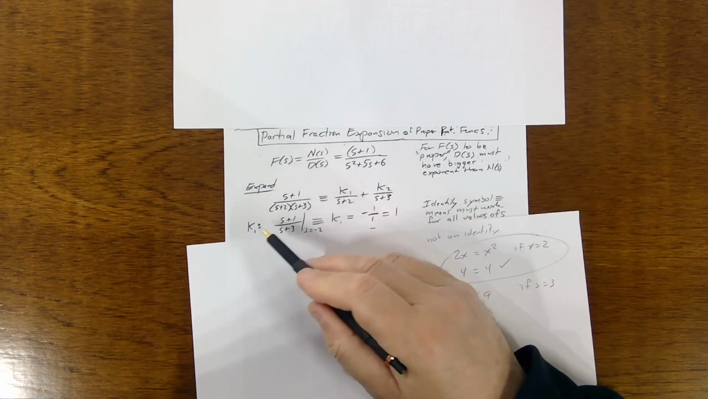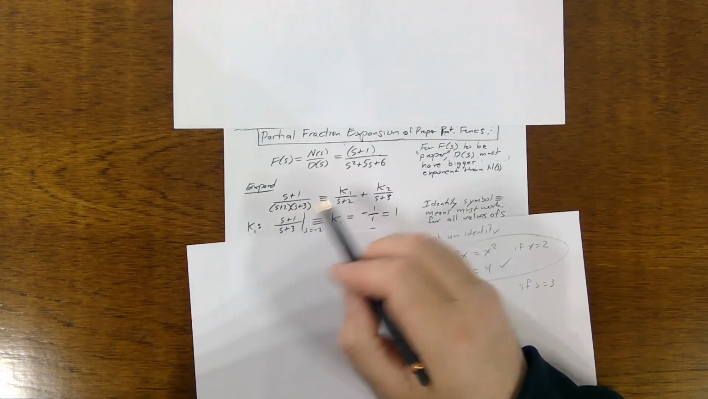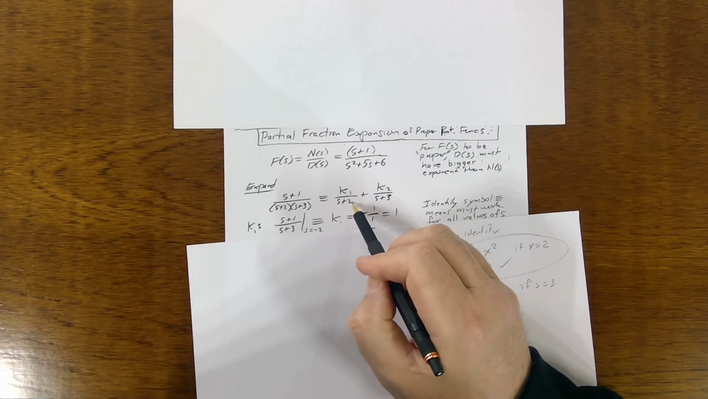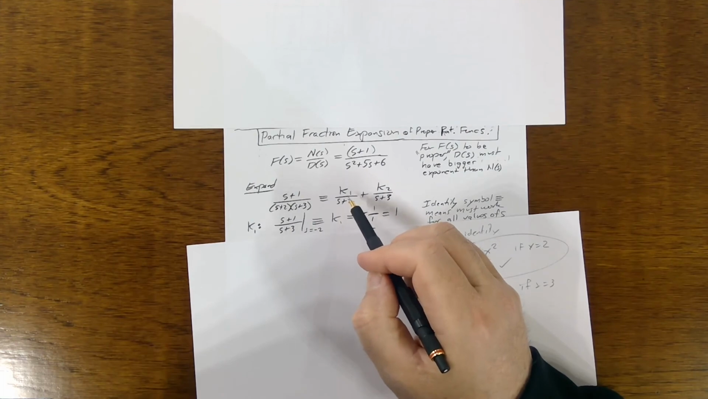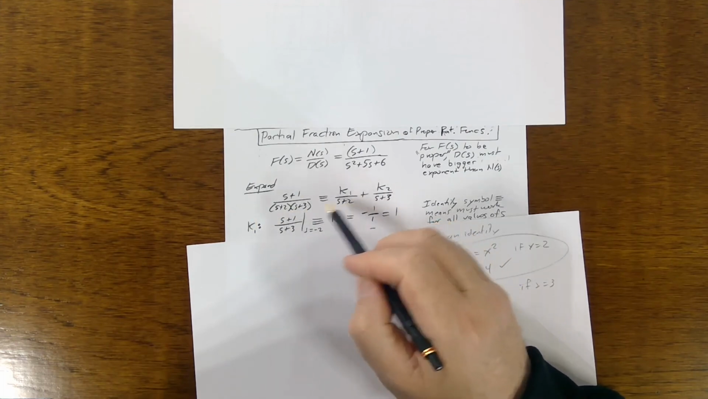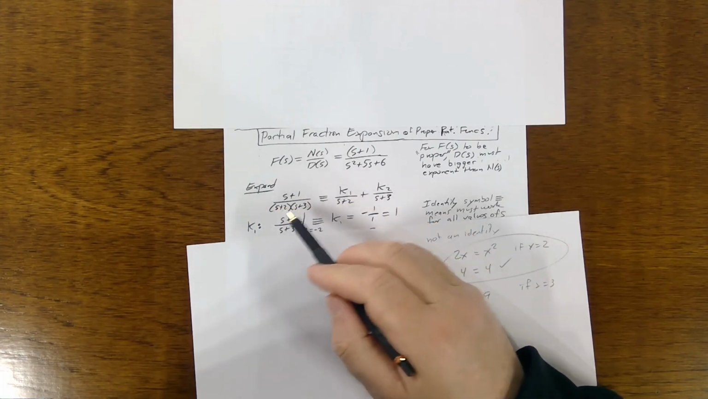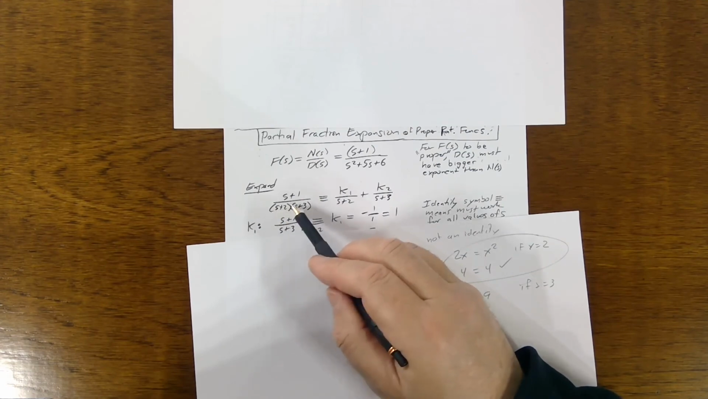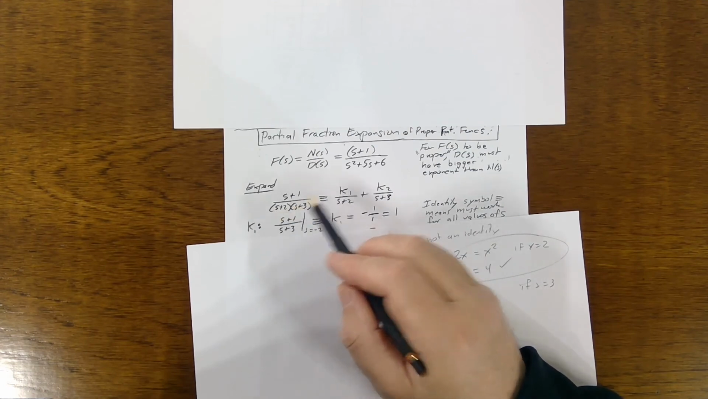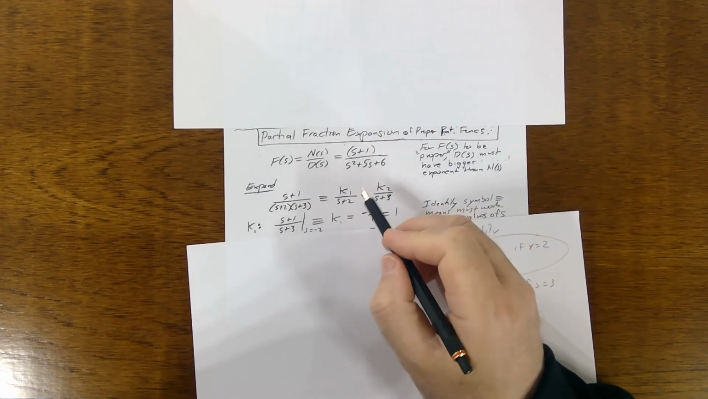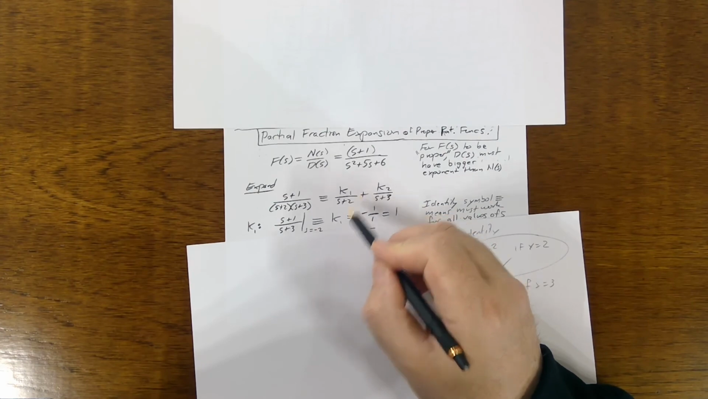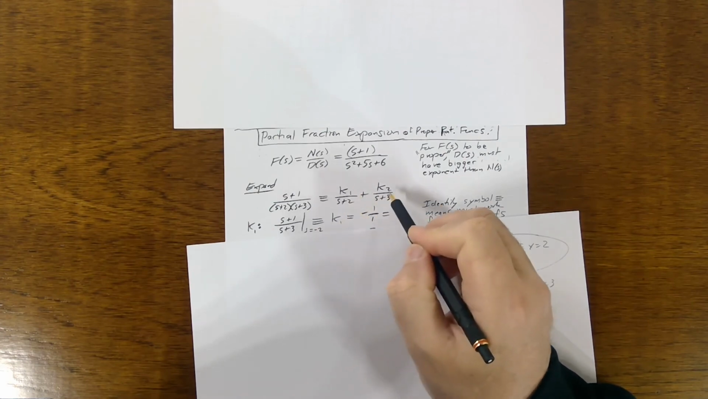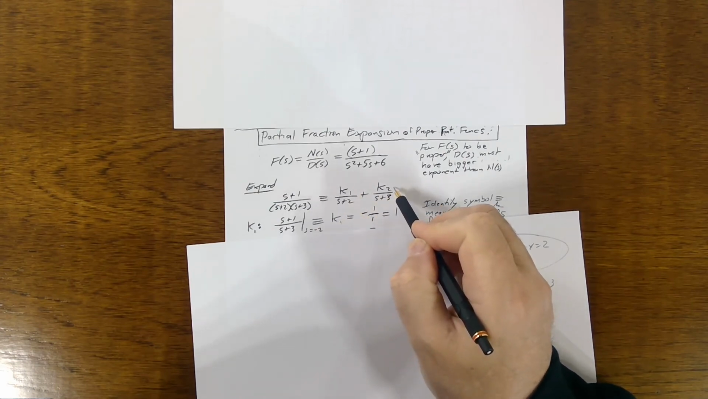So to get k1, you multiply through by s plus 2. That's the denominator of the term with k1 in it. If you multiply this whole thing through by s plus 2, then the s plus 2 on this side will cancel, and the s plus 2 in the numerator up here will cancel, and you'll just get k1. And then there'll be an s plus 2 up here in the numerator.